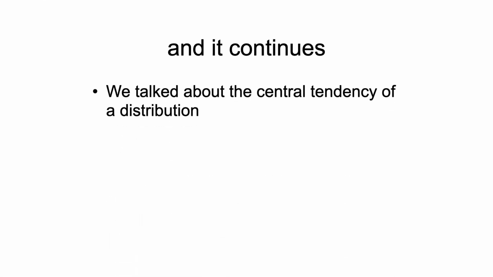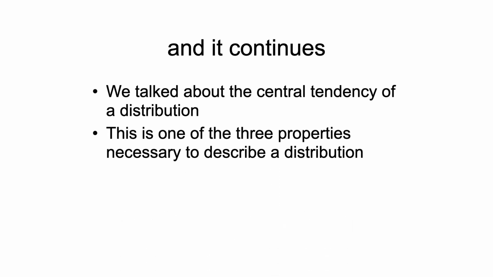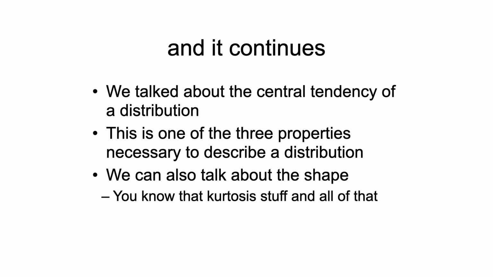Let's continue on. We talked about the central tendency of the distribution. This is one of the 3 properties, right? Shape, spread, central tendency. So we can talk about central tendency, shape, and spread. Those are our 3 things that we can use to describe a distribution typically.